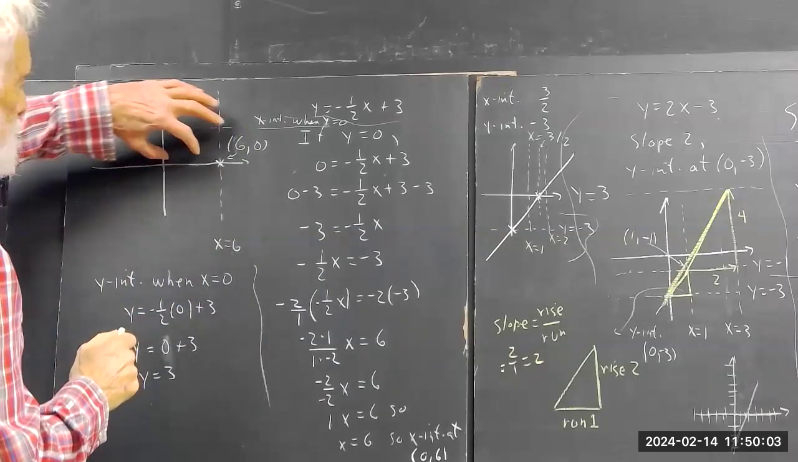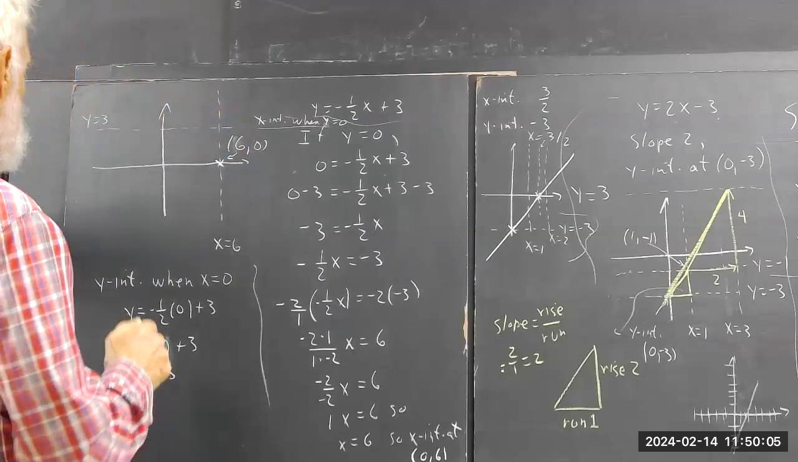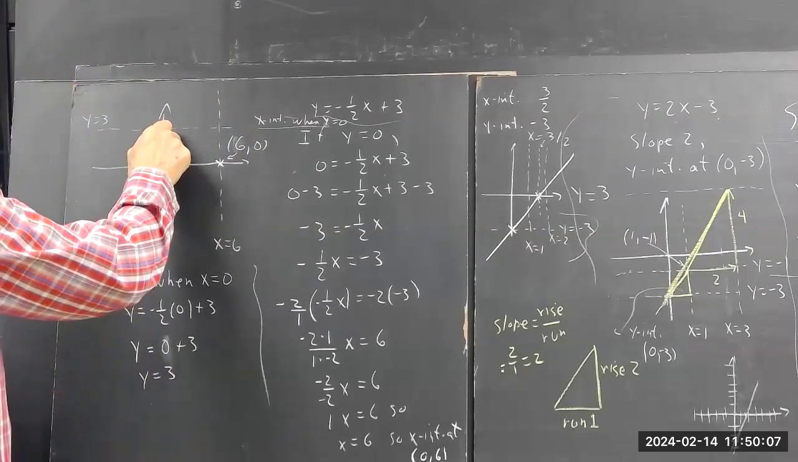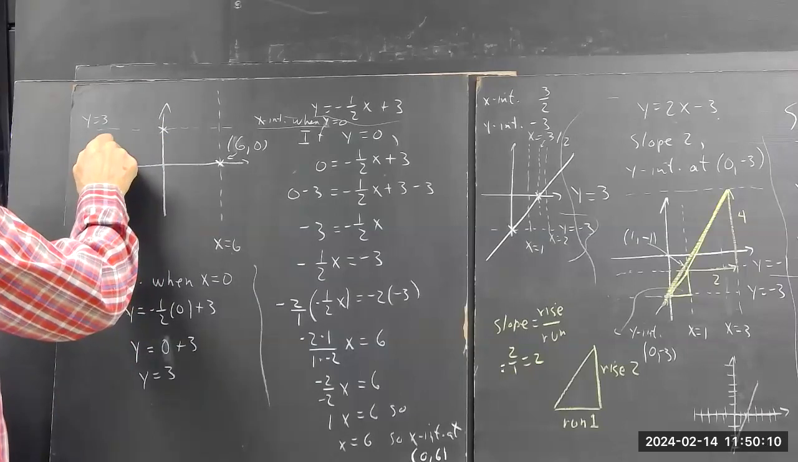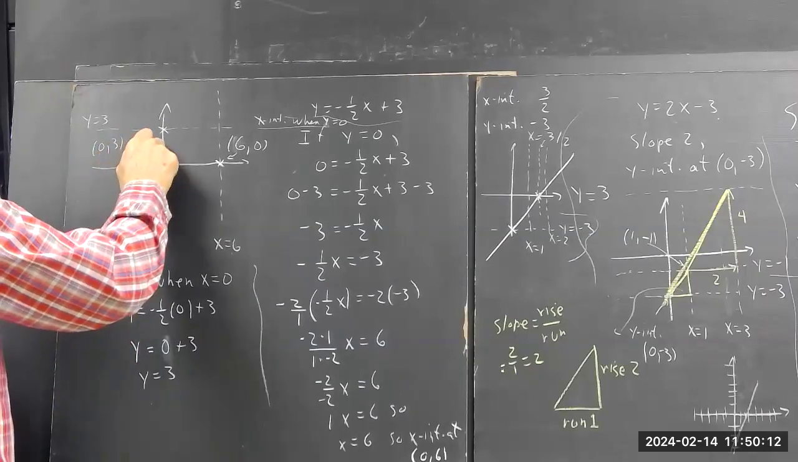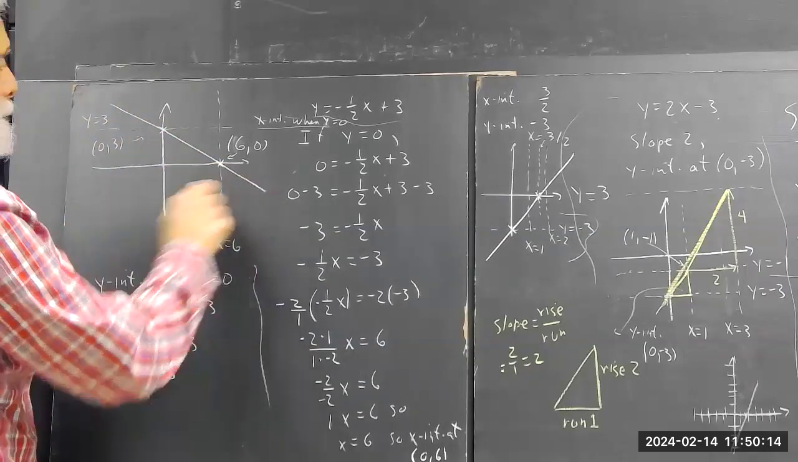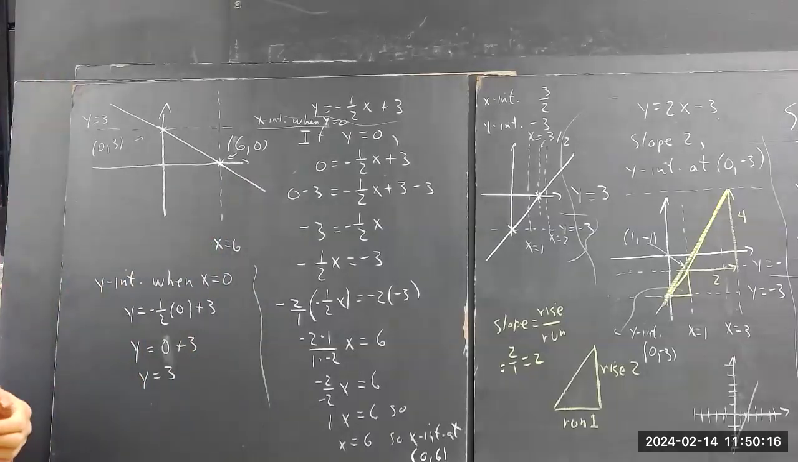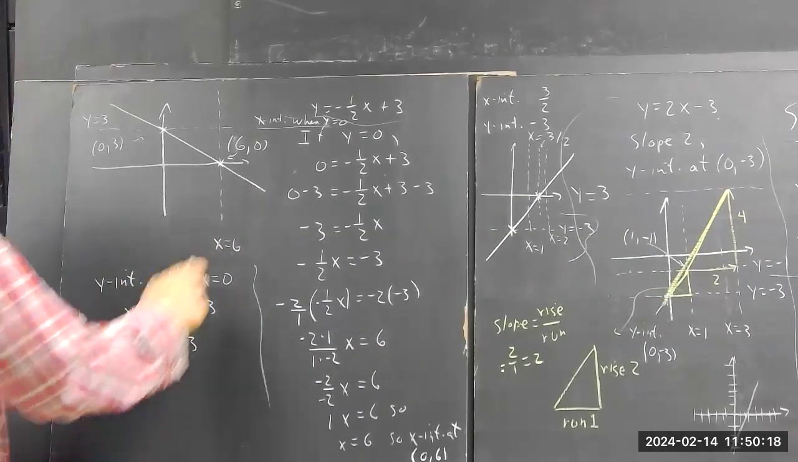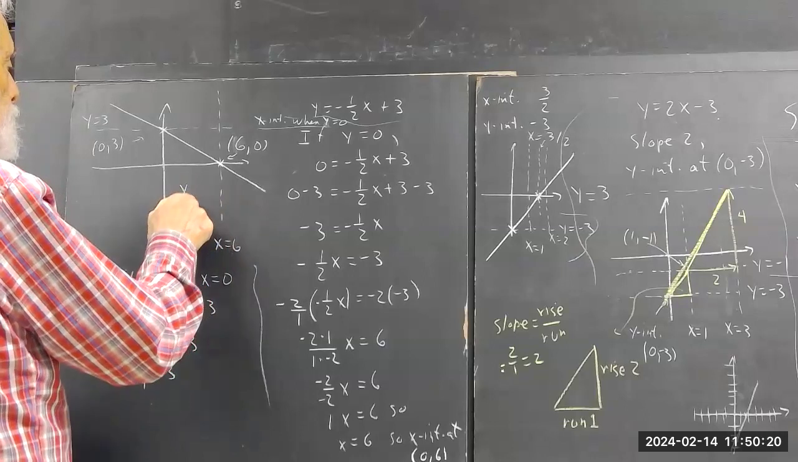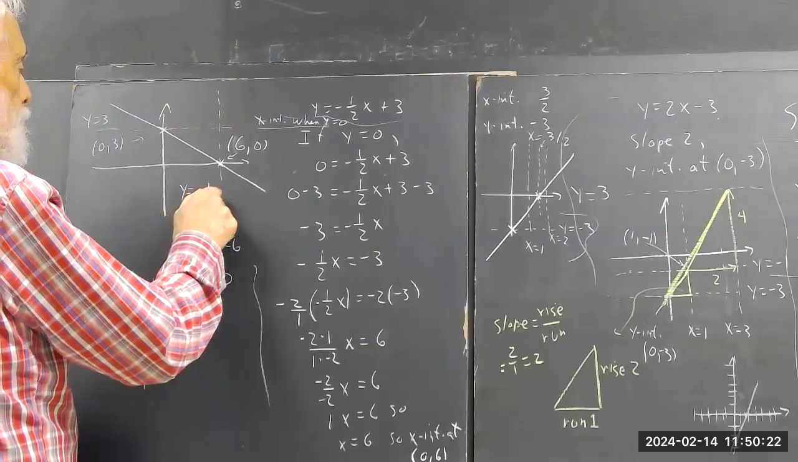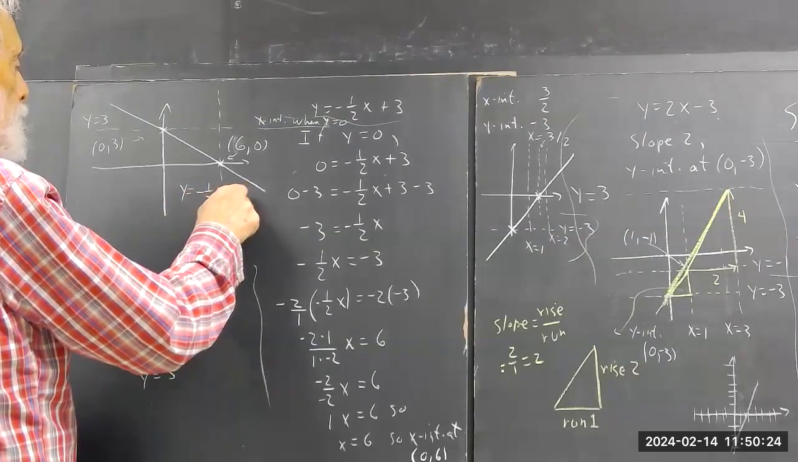And that's more or less to scale, not quite. But this point then is (0, 3). And now I can skip that on. Now, we also want to label our graph. So this is the graph of y = -1/2 x + 3.